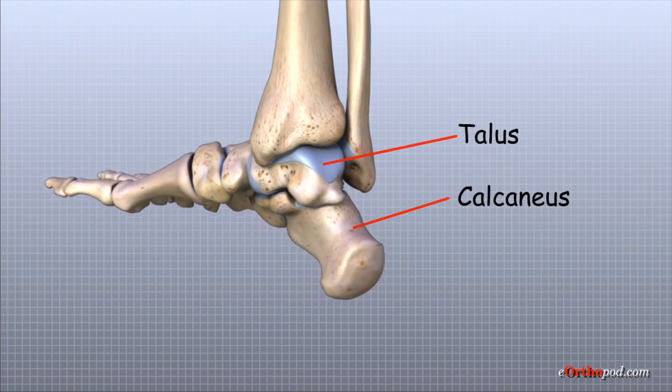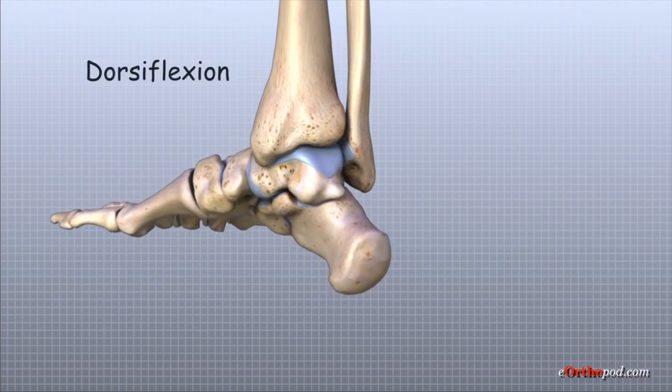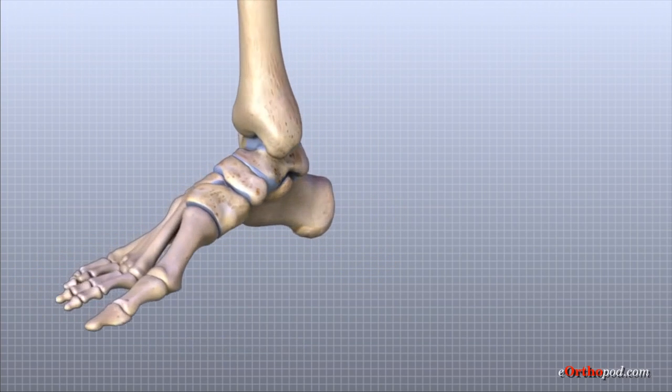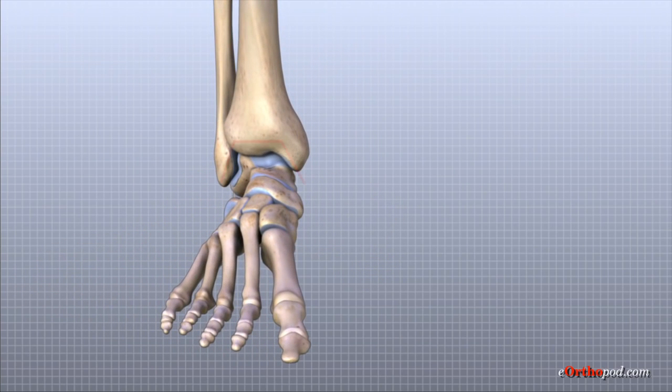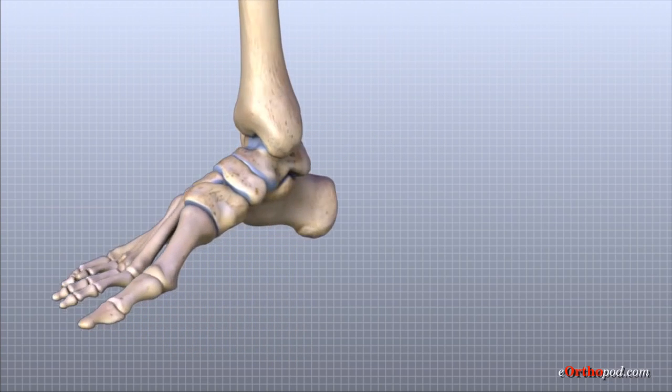The talus works like a hinge inside the ankle socket to allow your foot to move up, called dorsiflexion, and down, called plantarflexion. The ankle socket is sometimes referred to as the mortise of the ankle, because the structure of the ankle joint is similar to a joint used in woodworking called a mortise and tenon joint. It has been used by craftsmen for centuries to create strong, sturdy connections in furniture and buildings.